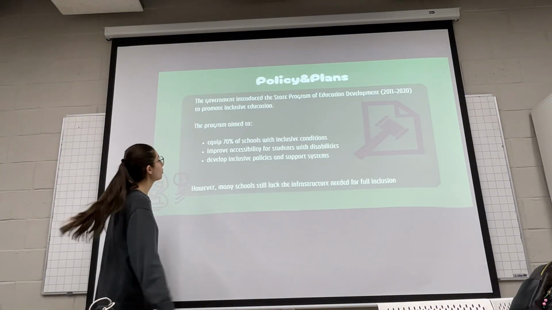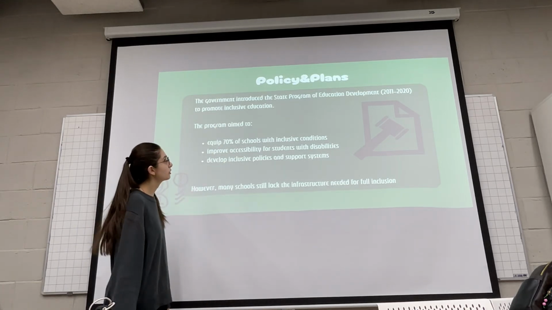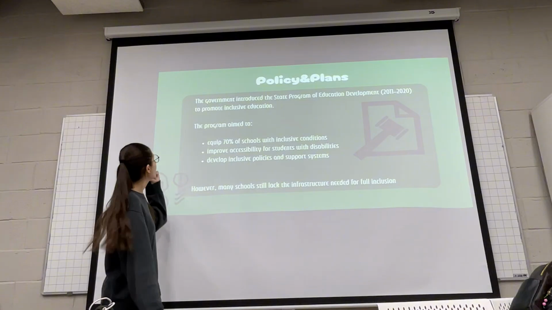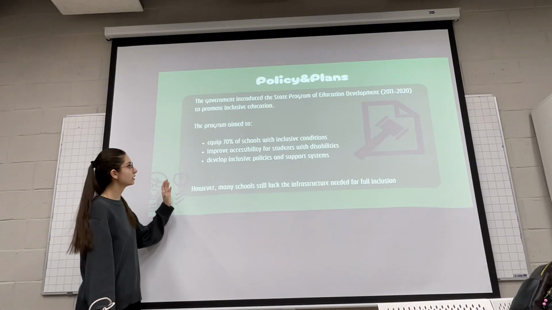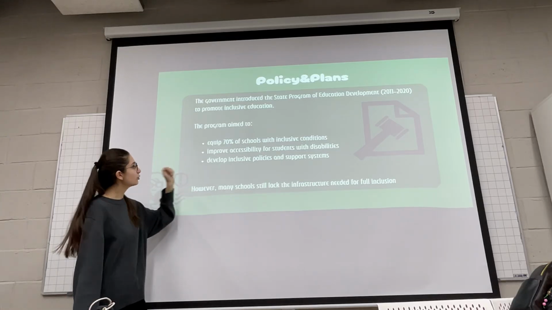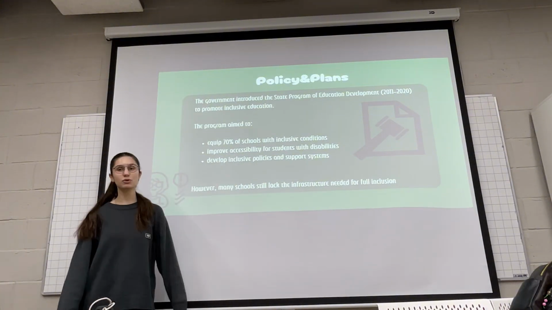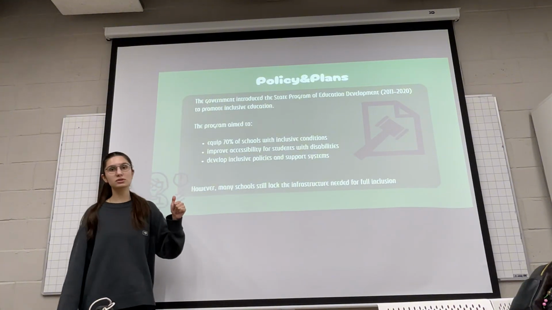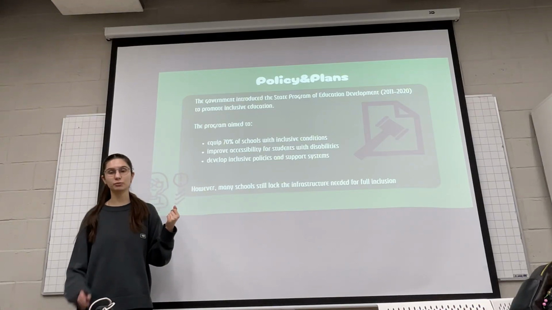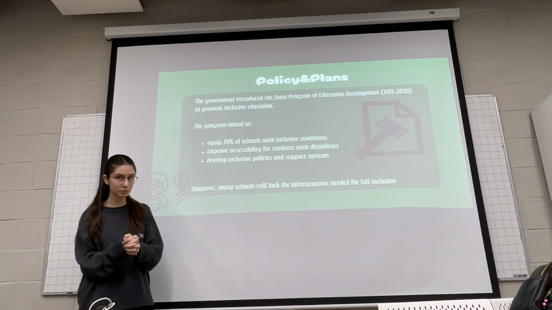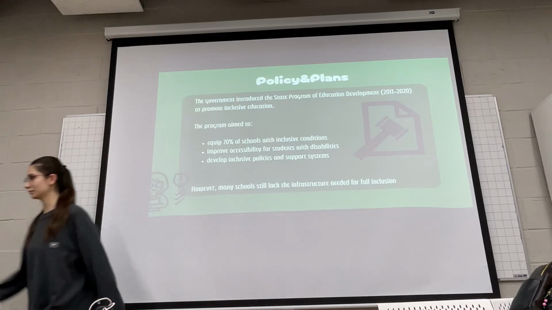Policy and plans. The Kazakhstan government introduced the state program for education development in 2011-2020. That program's aim was to equip 70% of schools with inclusive conditions, also improve accessibility for students with disabilities, and develop inclusive policies and support systems. However, many schools couldn't build the infrastructure needed because of some problems. It can be money or other problems. That's why not all 70% are equipped, but mostly they try to do it.